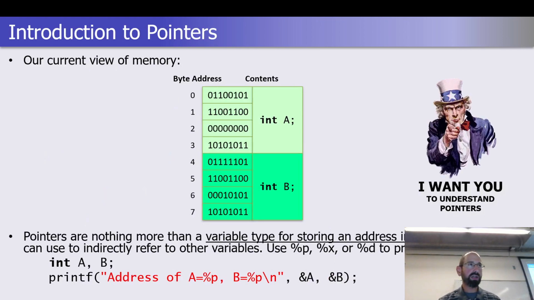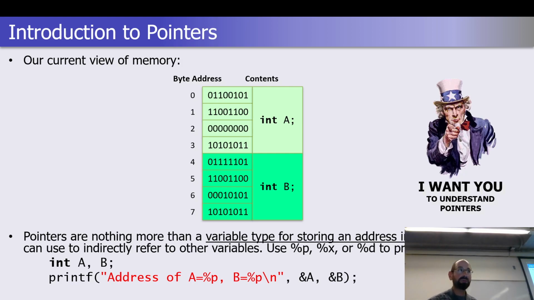So here is our introduction to pointers. Here's our very high-level view of memory again. I'll try not to repeat myself too many times, but this bullet point here is all that matters with regards to pointers. Pointers are nothing more than a variable type for storing an address in memory, which we then can use to directly and indirectly refer to other variables. That is all that a pointer is. It is a special type of variable to store an address in memory. Put more succinctly, a pointer is an address. An address is a pointer. That is all that it is.